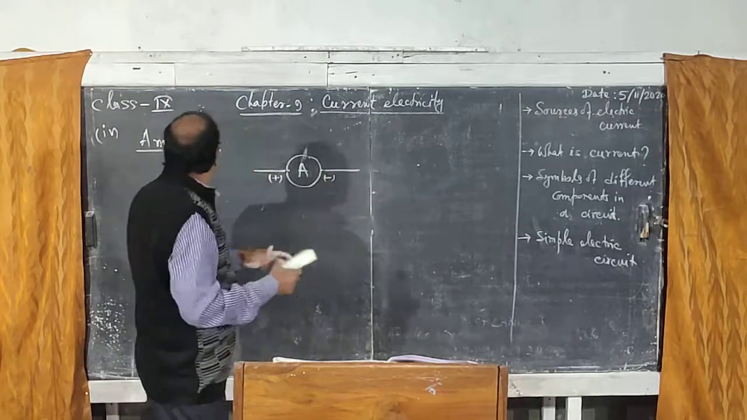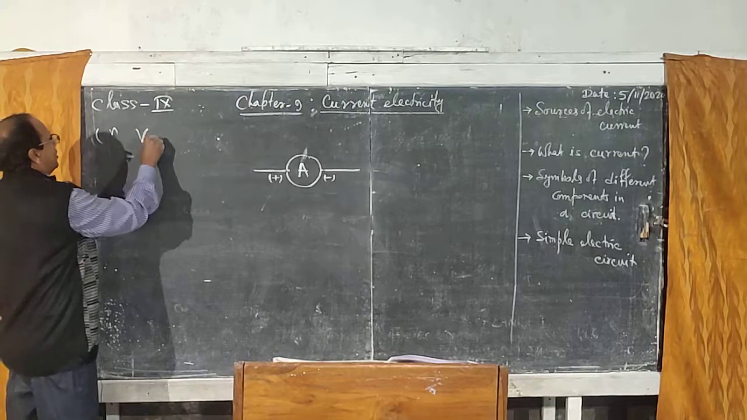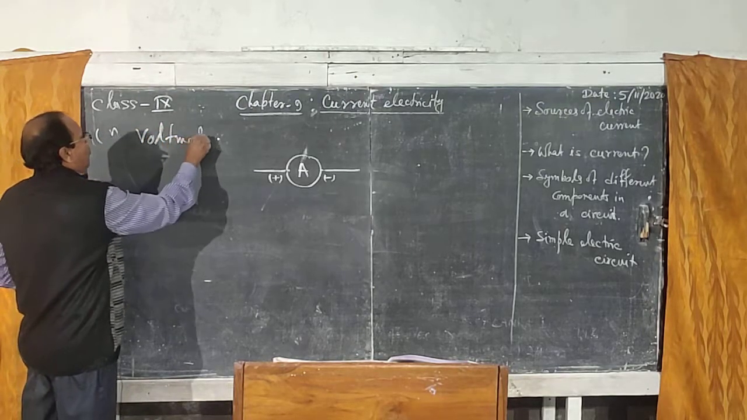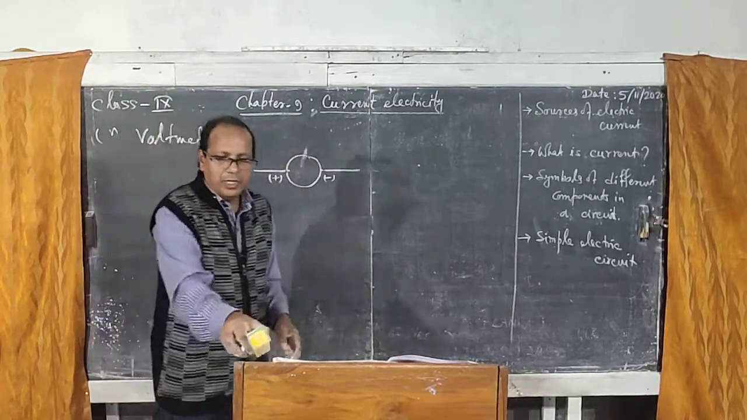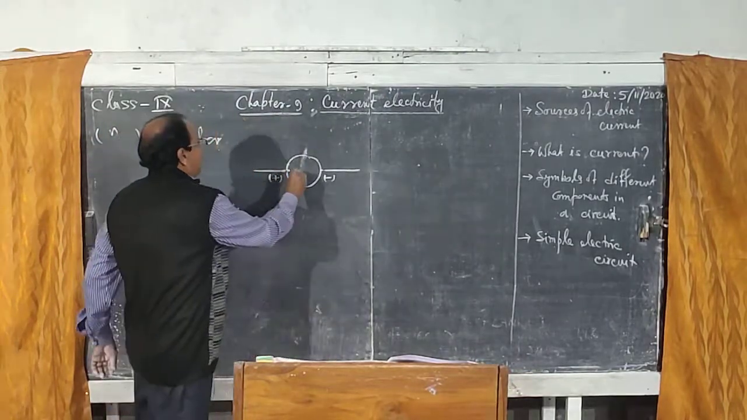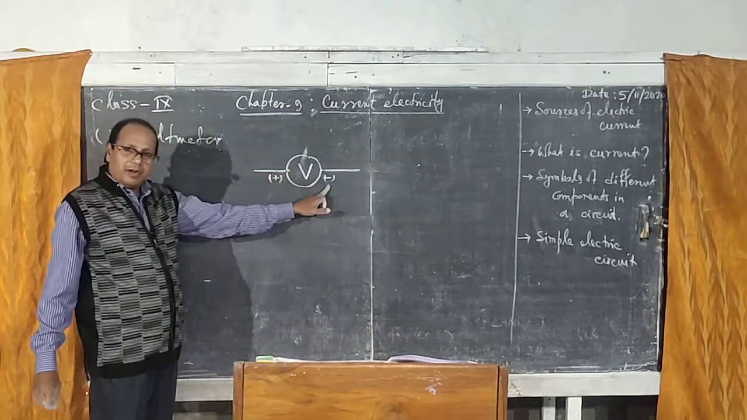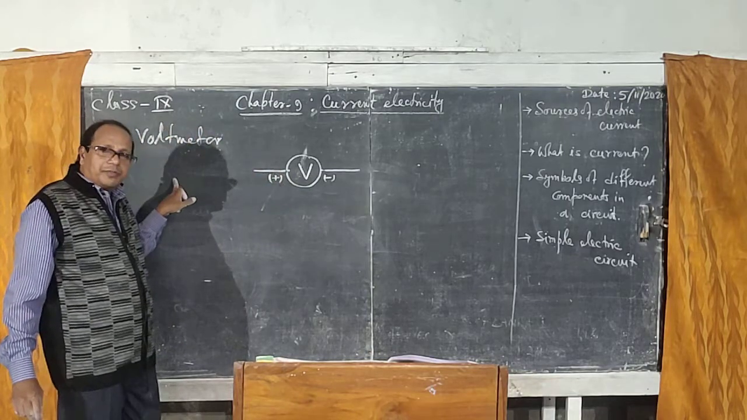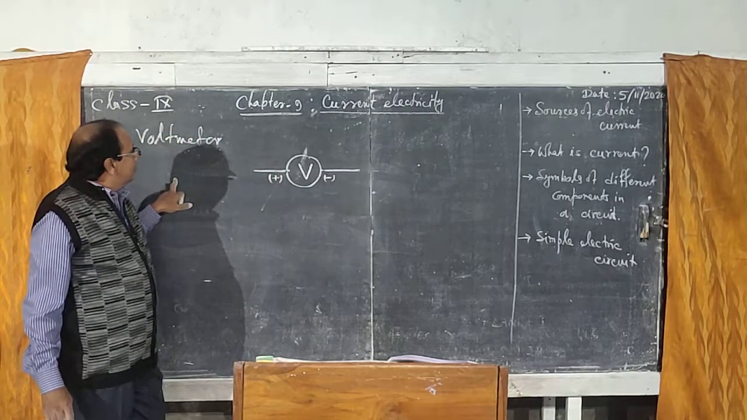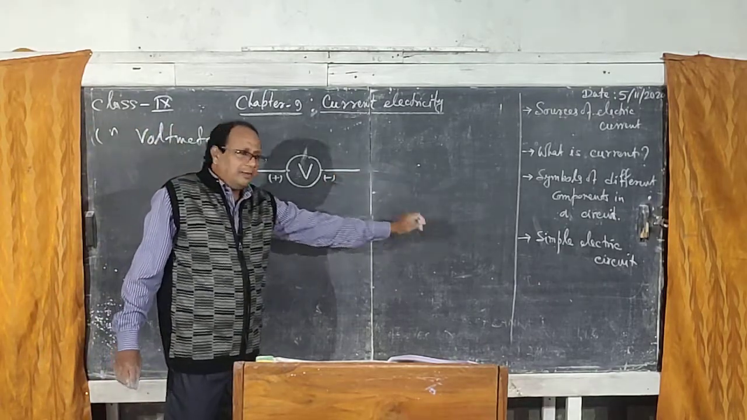Okay. Next one, voltmeter. Voltmeter, symbolically we write as capital V. It also has a positive terminal and a negative terminal. Again, the positive terminal will be connected to the positive side of the cell, and the negative terminal will be connected to the negative side of the cell.